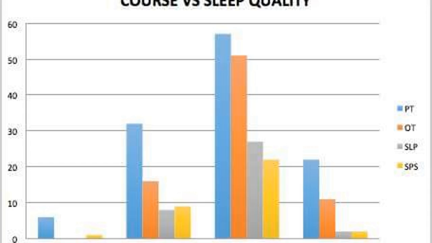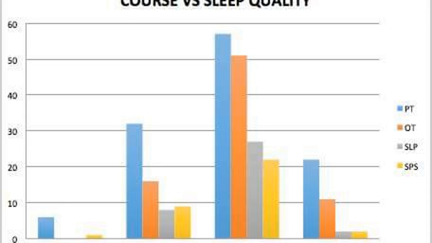The first graph represents the course versus sleep quality. Among the four courses given, PT, OT, SLP, and SPS, 6 students from physical therapy and 1 student from SPS reported very bad. 32 students from PT, 16 students from OT, 8 students from SLP, and 9 students from SPS reported fairly bad, making it the second most common response regarding sleep quality.